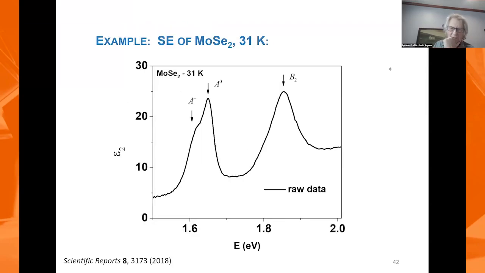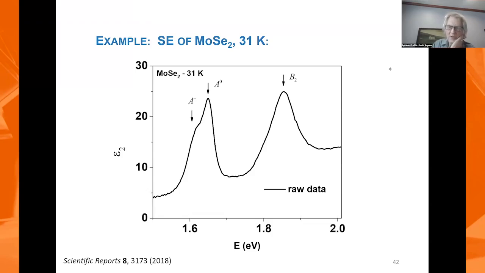Okay. Here we got some ellipsometric data, and to show the kind of games we can play with this stuff: molybdenum diselenide, 31 degrees Kelvin, thin film, energy range from about 1.5 to 2 eV. Two structures in there, two main features. Each of them is split. There's a neutral exciton and the charged exciton. We would like to be able to pull those features out, okay? And that is a filtering problem.